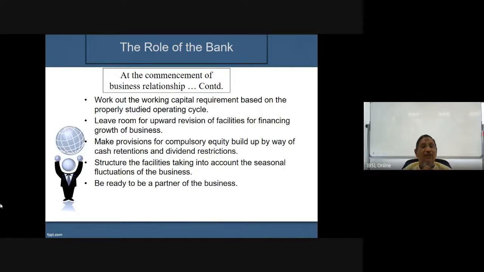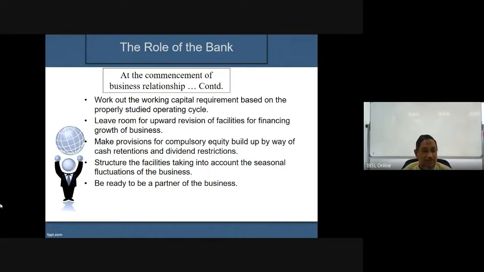So spending on fixed capital will not generate any business. It is the working capital. So managing working capital is the lifeblood of any business. Leave room for upward revision for facilities of financing growth of a business.